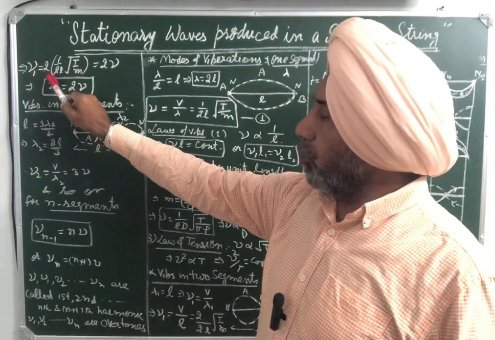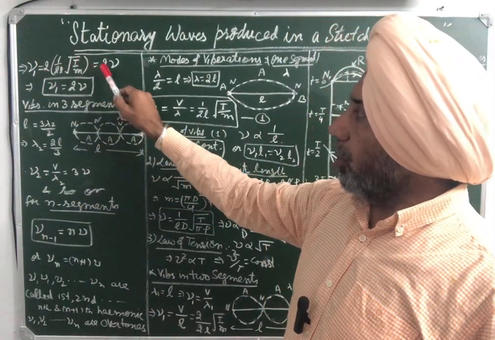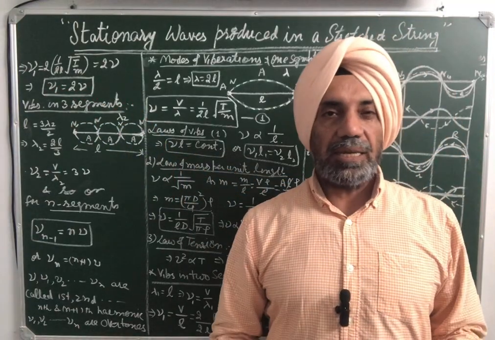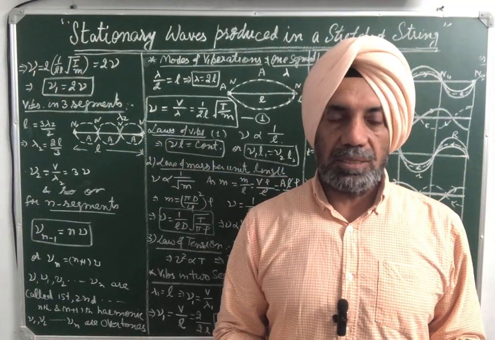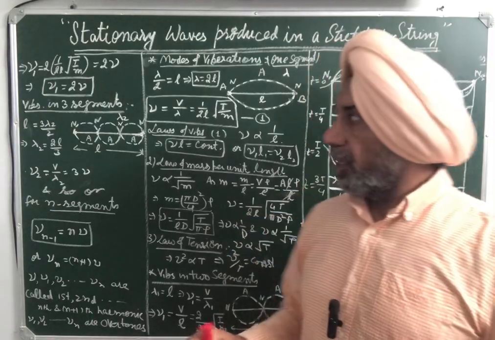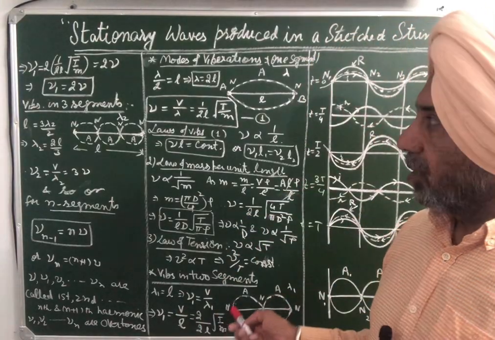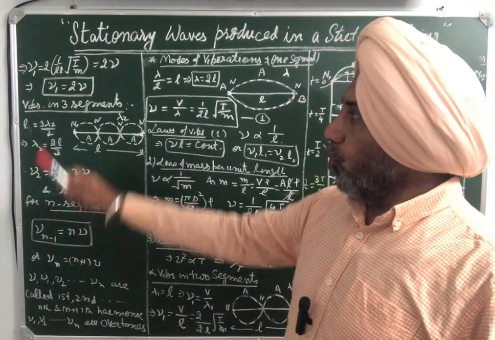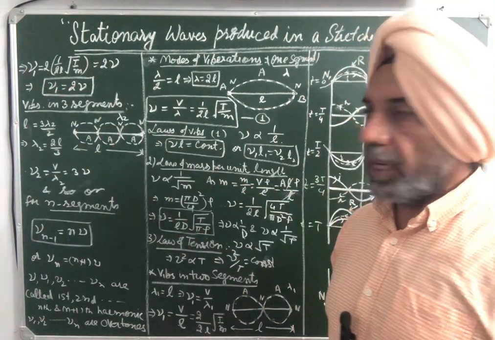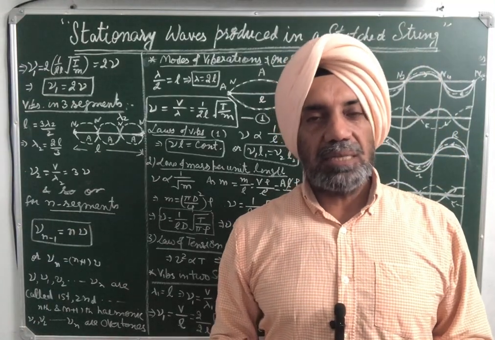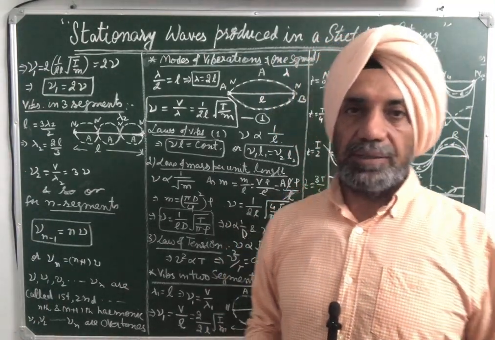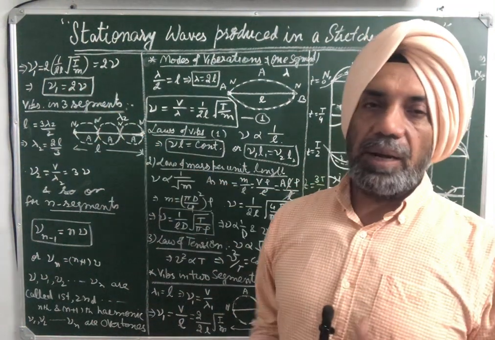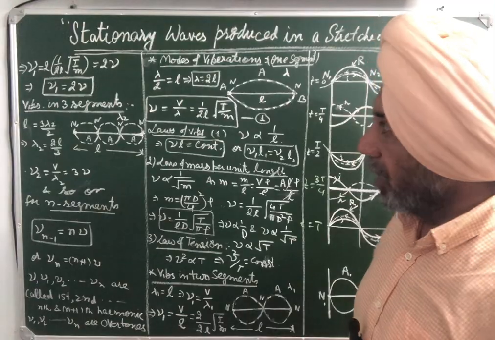So nu 1 comes out to be 2 times 1 by 2L under root T by m, or nu 1 is equal to 2 times nu. It means when the string vibrates in 2 segments, the wavelength changes, and the frequency also changes. So nu 1 is equal to 2 times the fundamental frequency. This nu 1 is known as the second harmonic. So the second harmonic is 2 times the fundamental frequency or first harmonic.